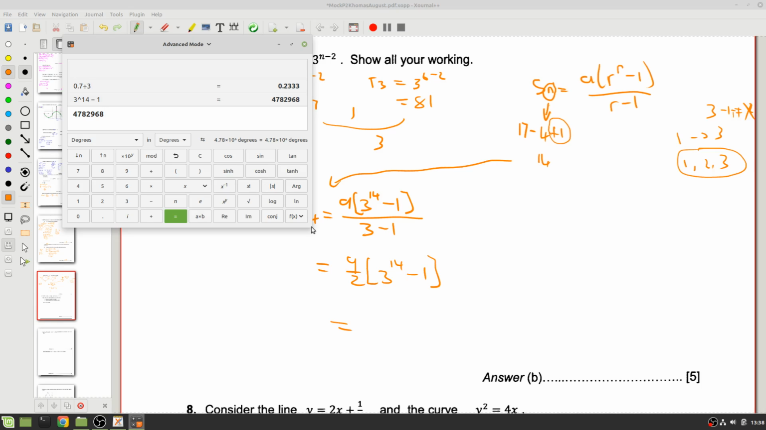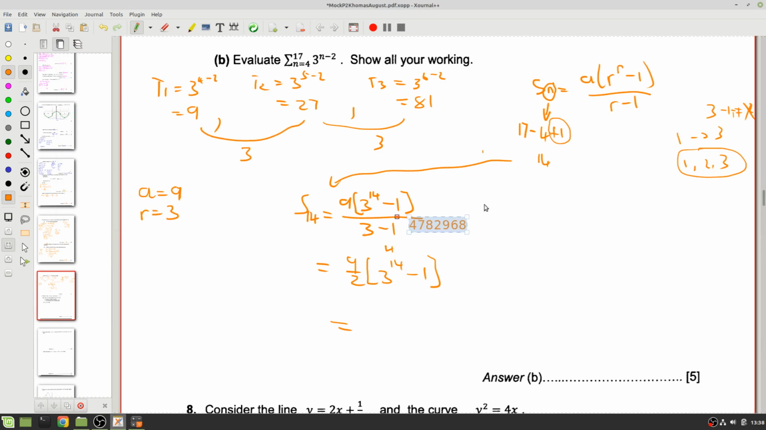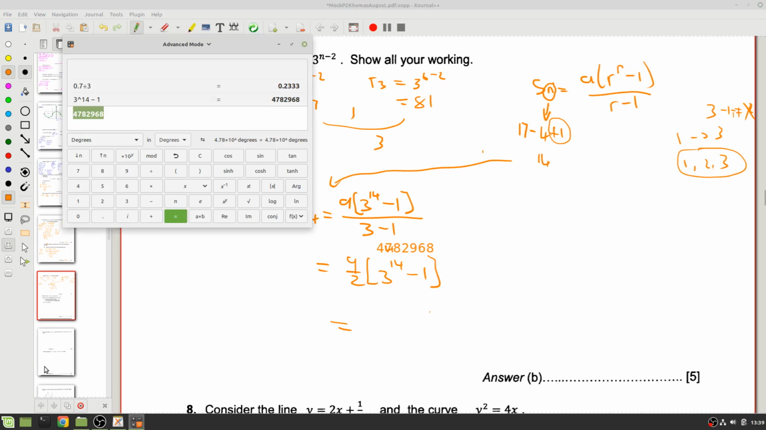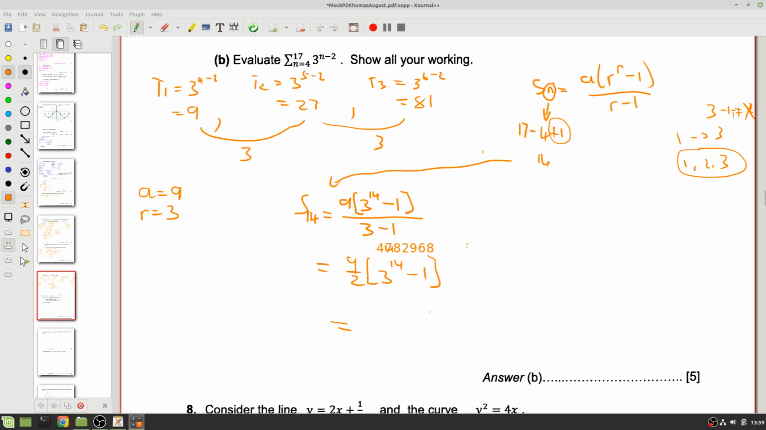That gives us that whole thing. Let me just copy that. Copy and paste. So that is the value of the bracket. We're going to say that times 9 divided by 2. So that value times 9 divided by 2 equals 21,523,356. I'm going to copy this again. There we go. So let's just write that down: 21,523,356.